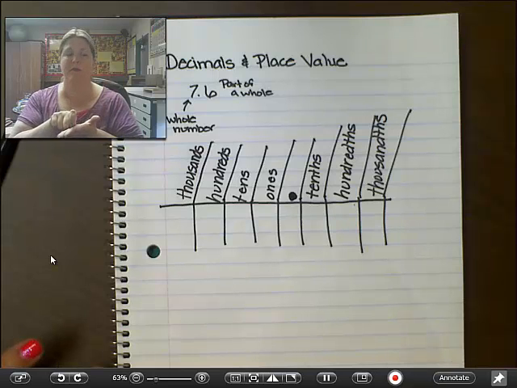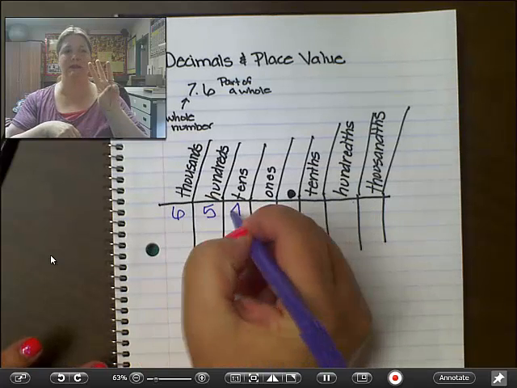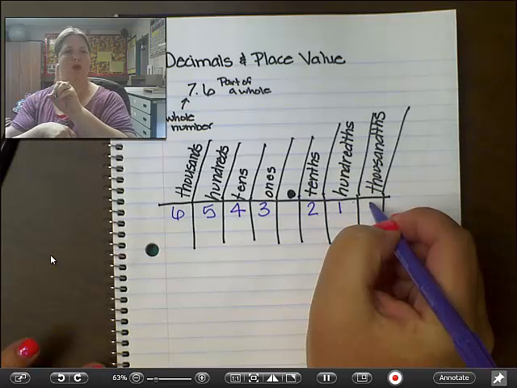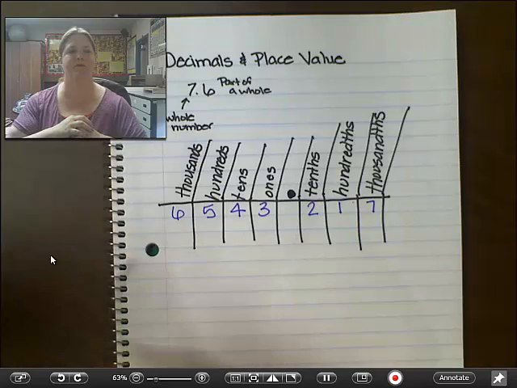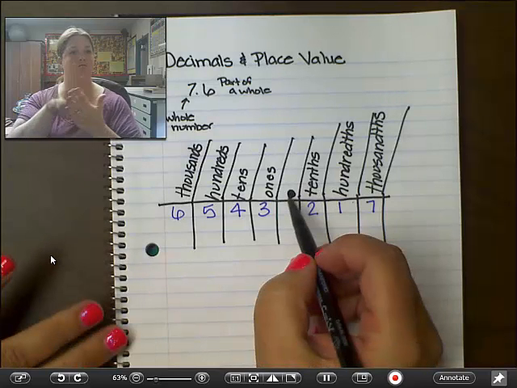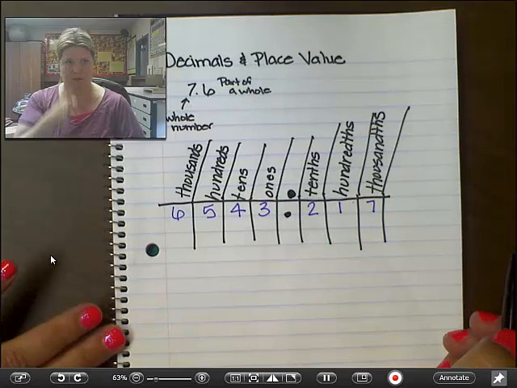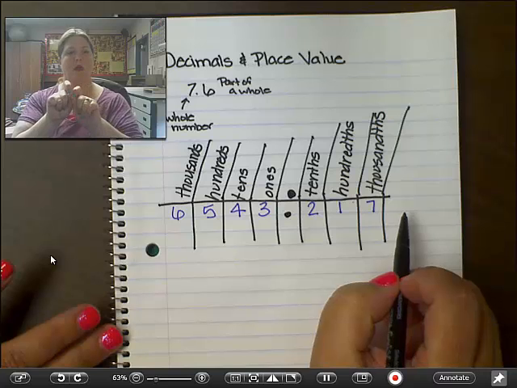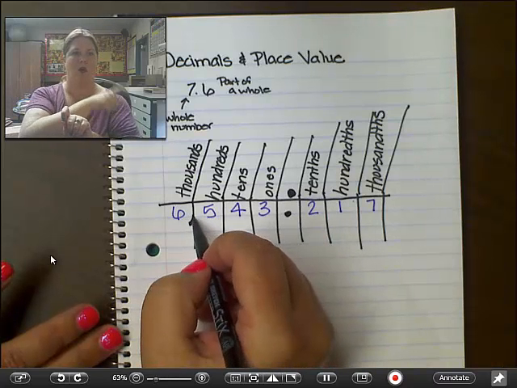So if I have a number that is 6, 5, 4, 3, 2, 1, 7, I'm going to just fill in the chart. Notice here's the decimal. The decimal is going to come down no matter what. If we go over here, we are after the decimal. The other thing we're missing is right here. There should be a comma.